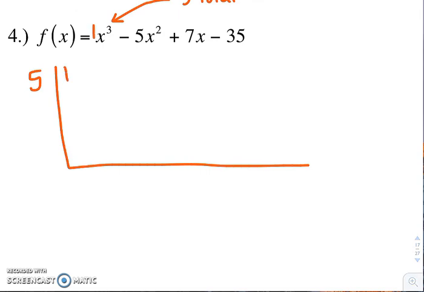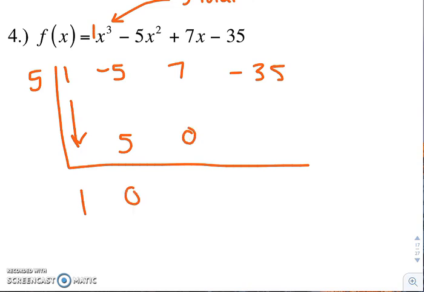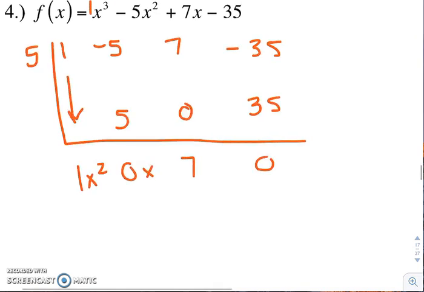So 1x cubed, negative 5x squared, 7x, minus 35. So bring down the first one. 5 times 1 is 5. Negative 5 plus 5 is 0. 5 times 0 is 0. 7 plus 0 is 7. And then 5 times 7 is 35. So we do end up with no remainder. So 0 is the remainder, 7 is your constant, 0x, 1 is x squared. So the polynomial you guys are left with is x squared plus 7. It just so happens that your b term is going to be 0, which is fine.